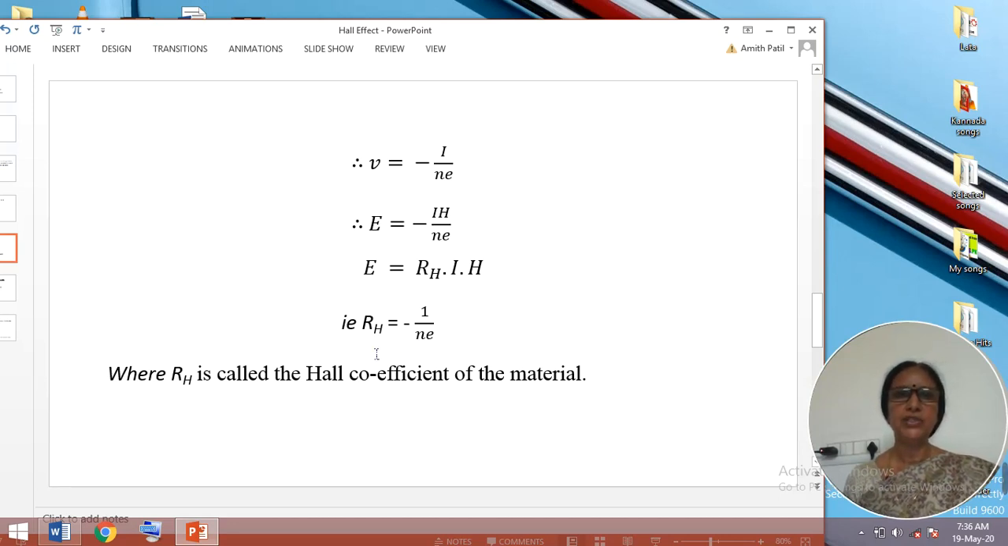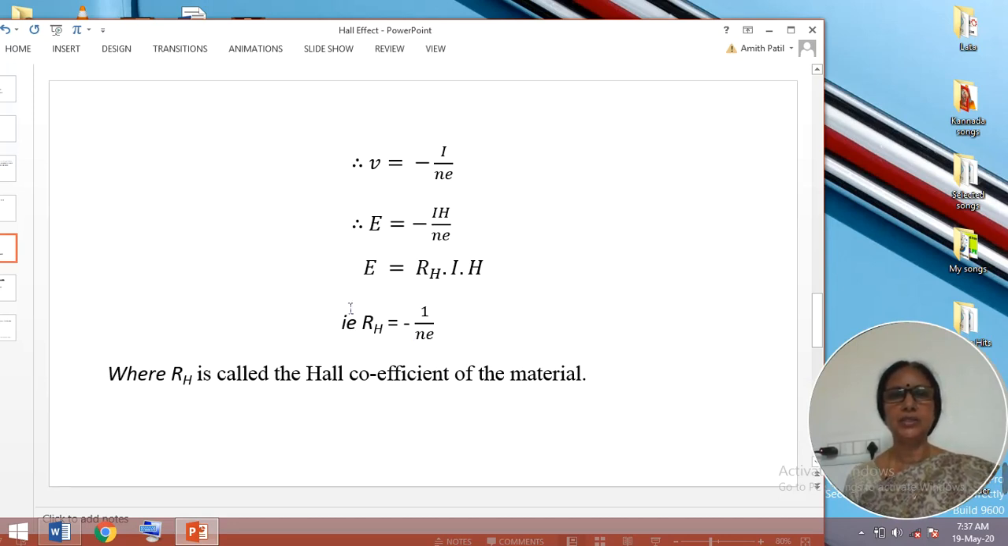If the Hall coefficient of the material has a negative sign, then we can say that the conduction carriers are electrons. If the Hall coefficient is positive, then one can say that in the specimen, the current is conducted due to the holes.